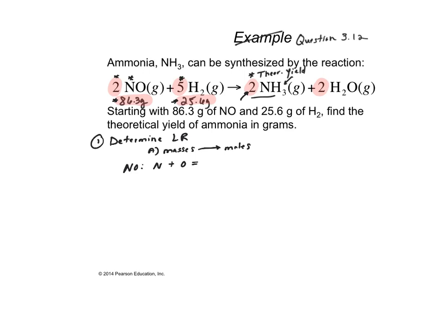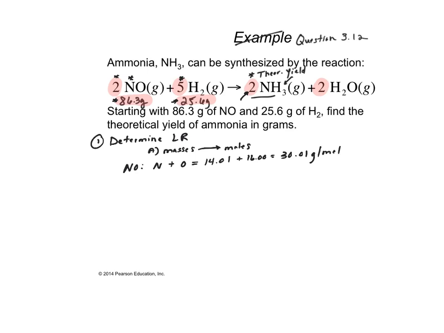If I look up nitrogen on the periodic table, it has an atomic mass of 14.01. And again, that's numerically equivalent to its molar mass. I'm going to add to that the same thing for oxygen. I look on the periodic table for oxygen, it's 16.00. That's going to give me an atomic mass or formula weight of 30.01. And again, that's numerically equivalent to its molar mass in grams per mole.